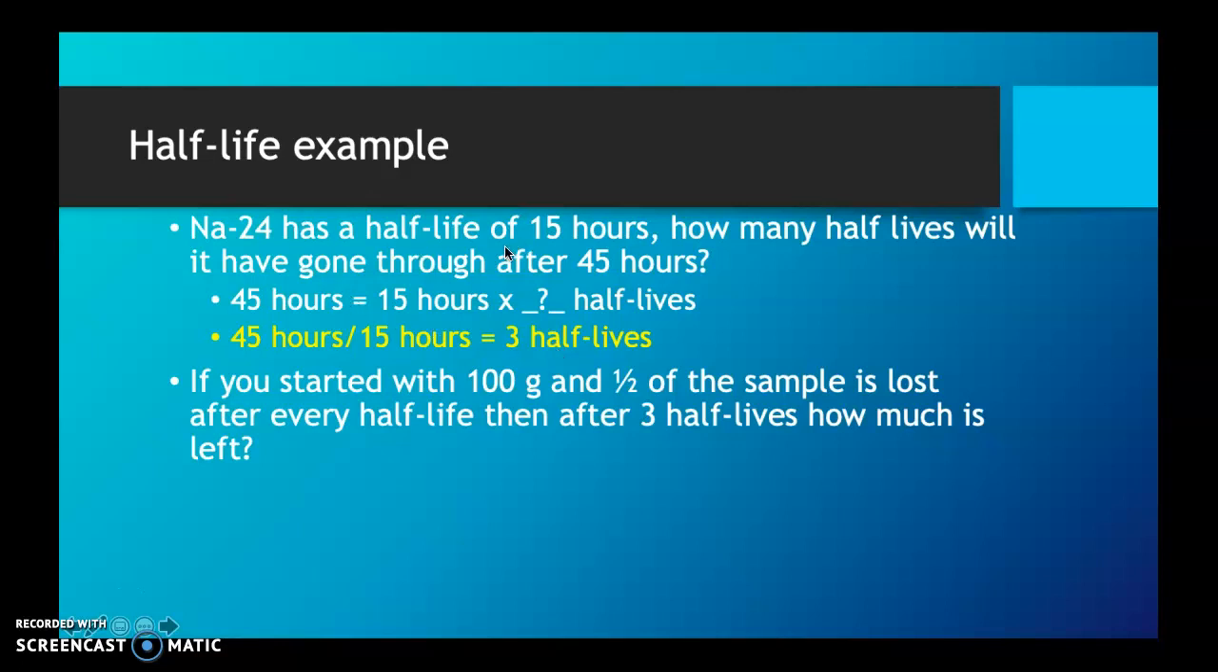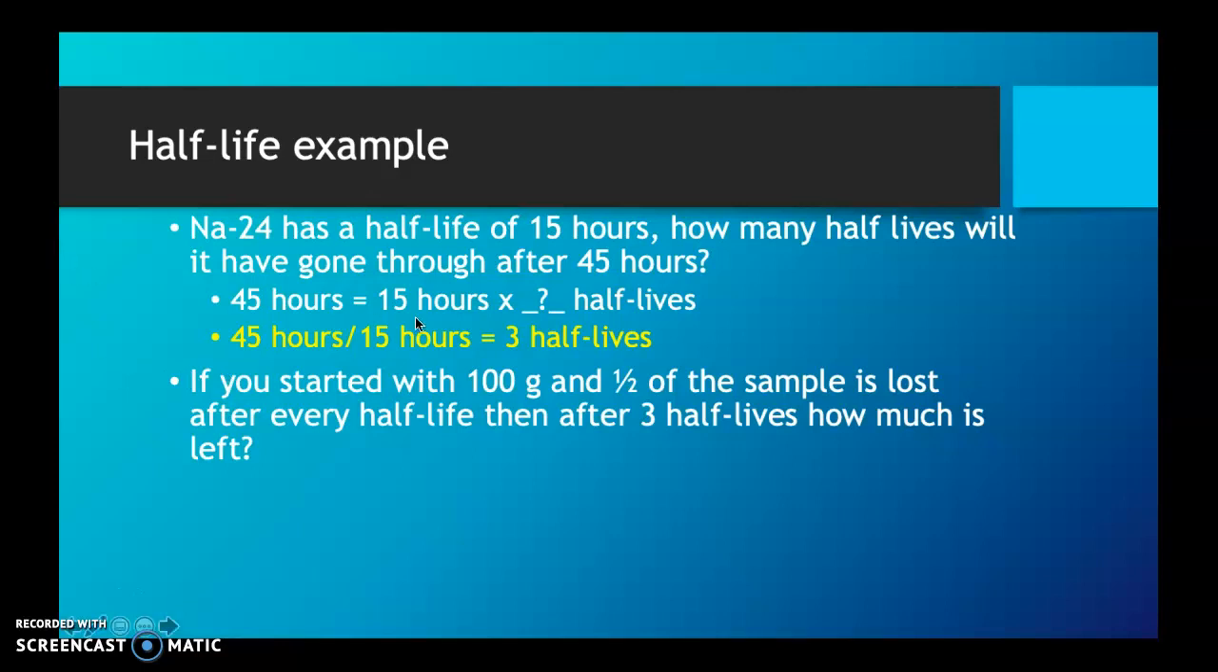Now, you could probably figure that out if you had just done the addition. Well, 1 half-life is 15 hours, 2 half-lives is 30 hours, 3 half-lives is 45 hours. But doing it with algebra is actually a little bit faster. And with some of the half-lives where they're much larger numbers, using algebra will be incredibly beneficial. Okay, so you're going to see some problems like that.